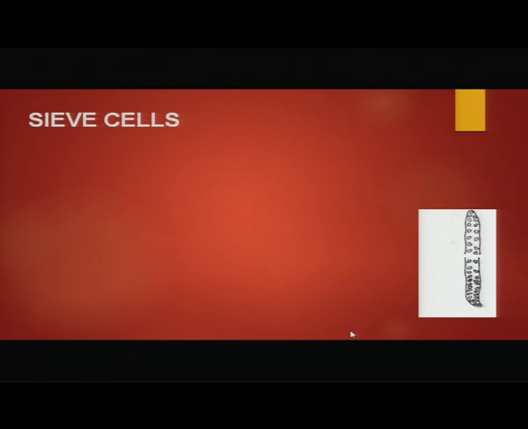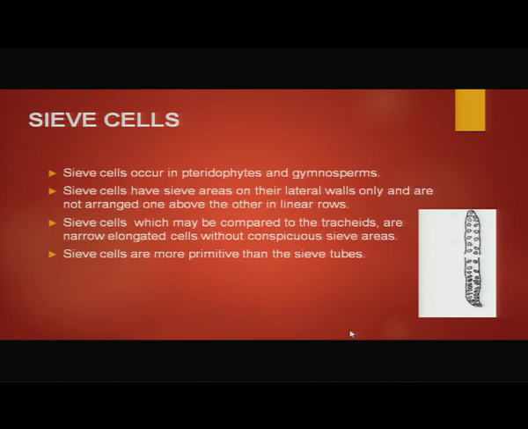So, I just said that sieve elements are of 2 types, sieve cells and sieve tubes. Let us talk about sieve cells. They occur in pteridophytes and gymnosperms only. They have sieve areas on their lateral walls only and are not arranged one above the other in linear rows. Sieve cells, which may be compared to tracheids, are narrow elongated cells without conspicuous sieve areas and they are more primitive than the sieve tubes.